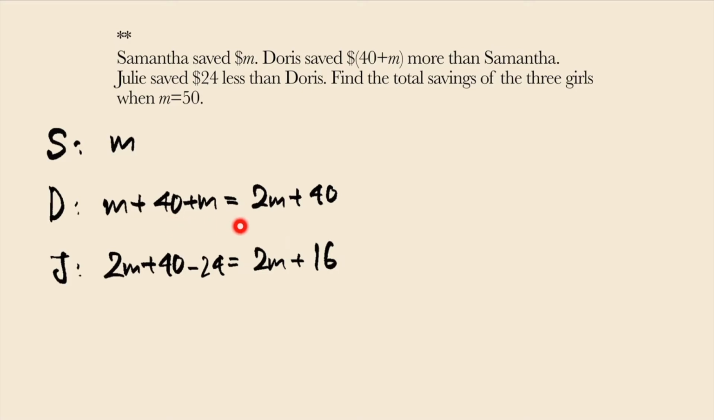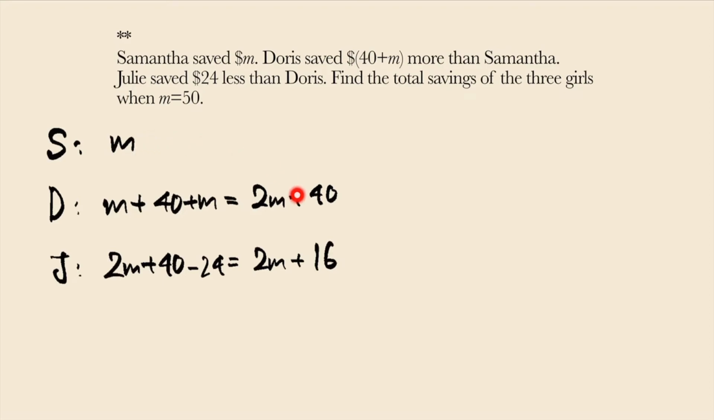That actually simplifies to become 2M plus 40. Julie saved 24 less than whatever Doris had. So whatever Doris had minus 24. 40 minus 24 is 16. So this would be J's share. Find the total if M is equal to 50.